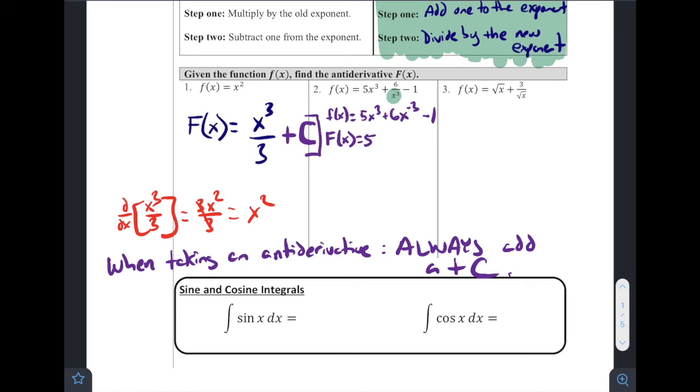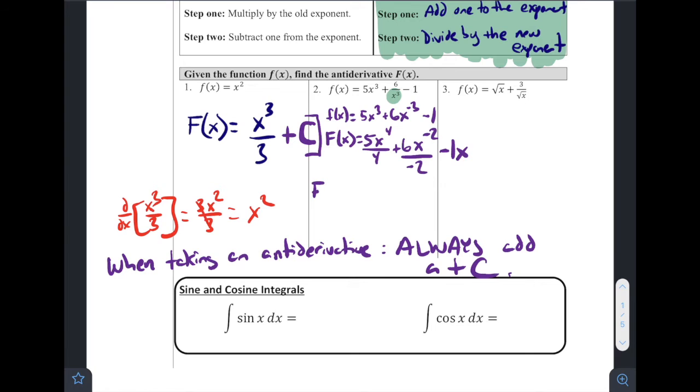The 5 here is going to stay the same, and we're going to add 1 to this 3, so that becomes a 4. We divide by the 4. Then we've got plus 6. We need to add 1 to negative 3. Negative 3 plus 1 is negative 2. And we're going to divide by that new exponent of negative 2. And then this was a constant. When we take the antiderivative of that, that's going to be a minus 1x.